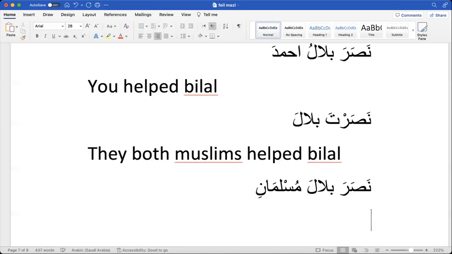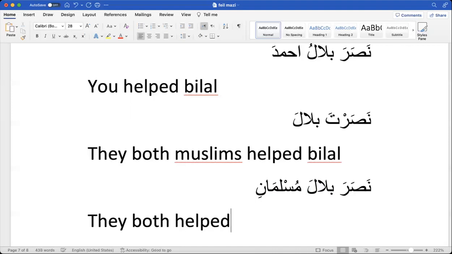Some of you have tried like this. You have said Nasara and got confused. Like, see, I didn't say "they both help". If I say it like this, "they both help Bilal", in this case "they both" is the inside doer because "they both" had immediately come with the help, right? So "they both help" is itself a fail. Which fail? Which version of fail?